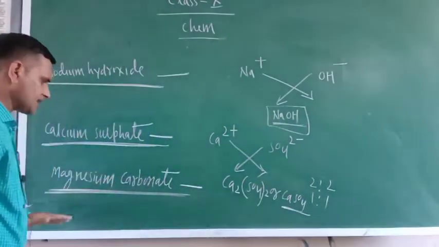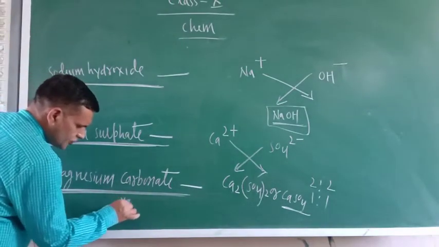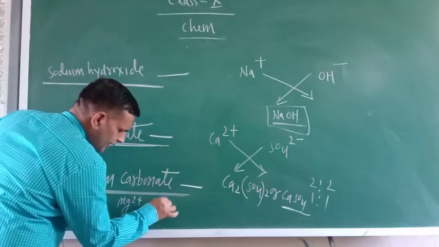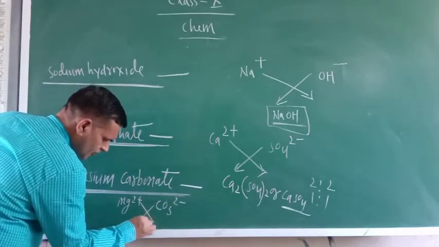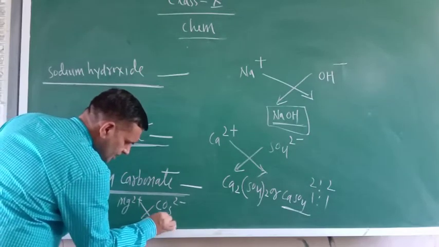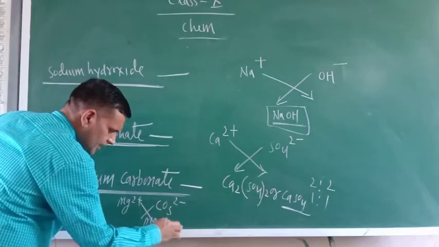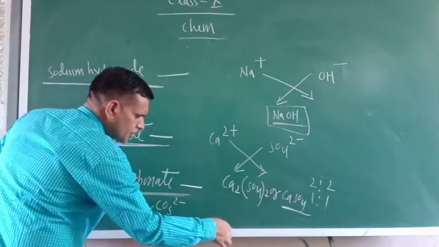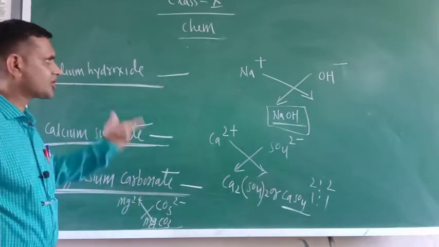Another one is magnesium carbonate. Same way: Mg 2 positive, carbonate CO3 2 negative. Crisscross this one. So this is MgCO3. Mg2, then here CO3 whole twice, so 2:2, that will be 1:1 only. So this is magnesium carbonate.